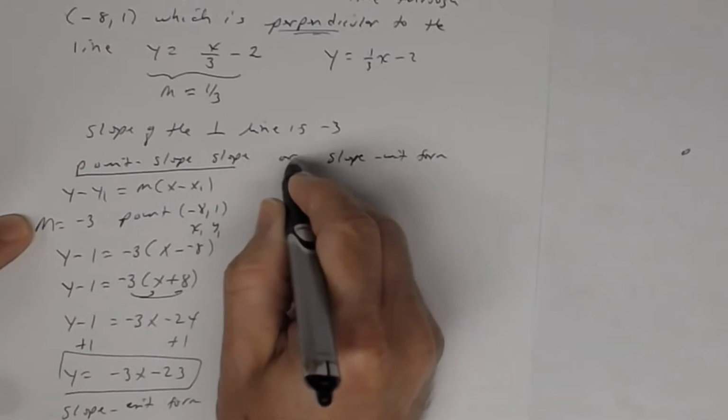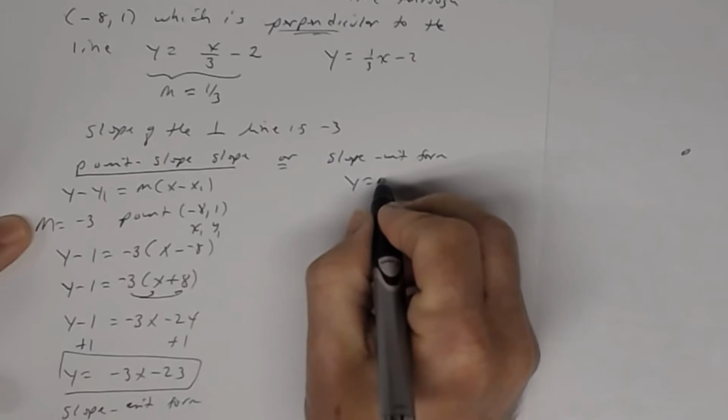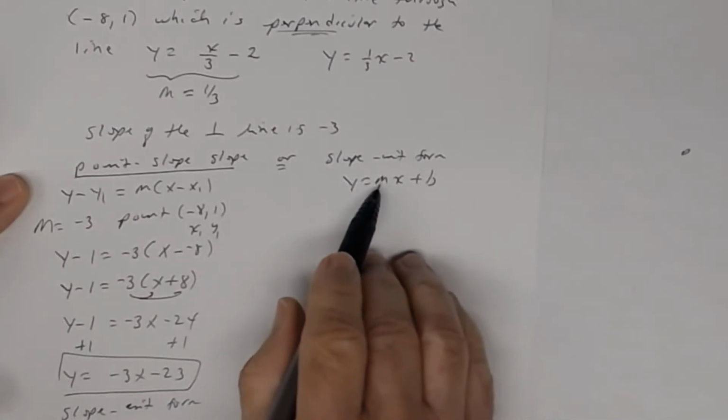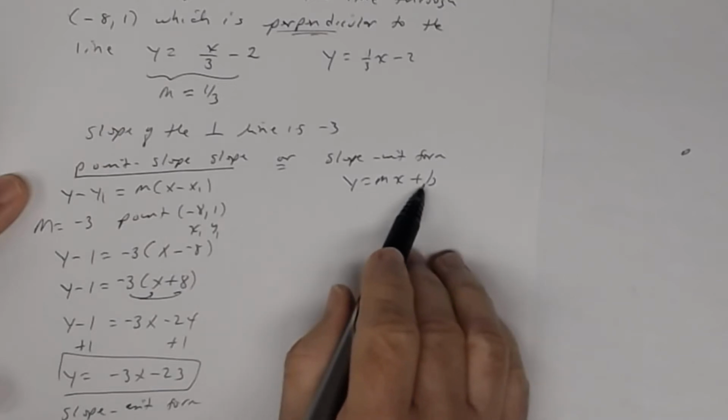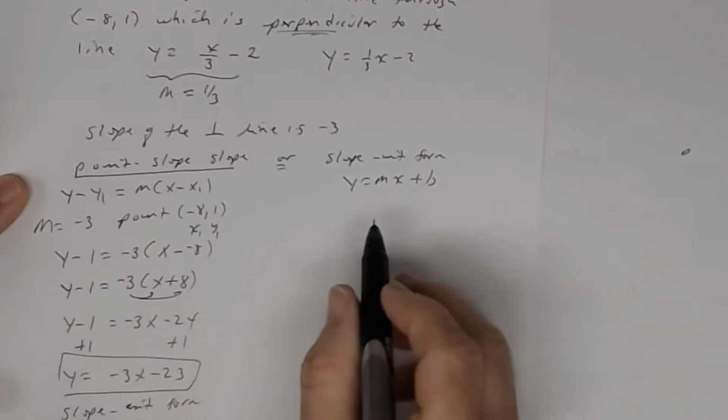All right, so it does not matter which approach you take. Slope-intercept form is y equals mx plus b. In order to use mx plus b, you have to know the slope and the y-intercept. All I know so far is that slope. That's all I know.